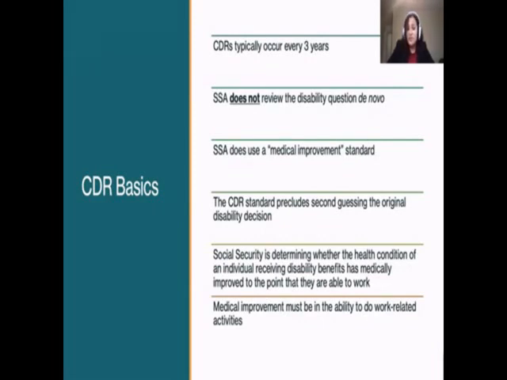The continuing disability review standard precludes and stops judges or other Social Security representatives from second guessing the original disability decision. Social Security is determining whether the health condition of an individual receiving disability benefits has medically improved to the point that they are now able to work. I think it's worth noting here that the medical improvement that Social Security is looking at must be in the ability to do work-related activities. So someone just simply having some medical improvement over a period of years is usually not enough. And I'll go through that in more detail in a few slides.